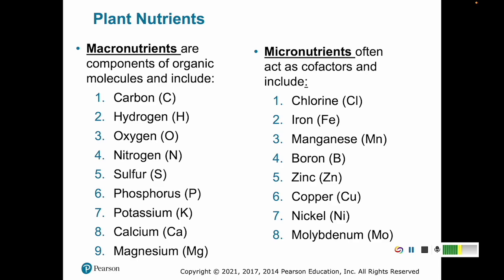Micronutrients are typically things that are going to be cofactors, things that help in enzymatic function and allow reactions to happen. This would be chlorine, iron, manganese, boron, zinc, copper, nickel, and molybdenum. Those are the nutrients that a plant needs. A plant doesn't need to eat sugar or proteins because a plant is able to make its own sugars, and from those sugars make its own proteins and other biomolecules.